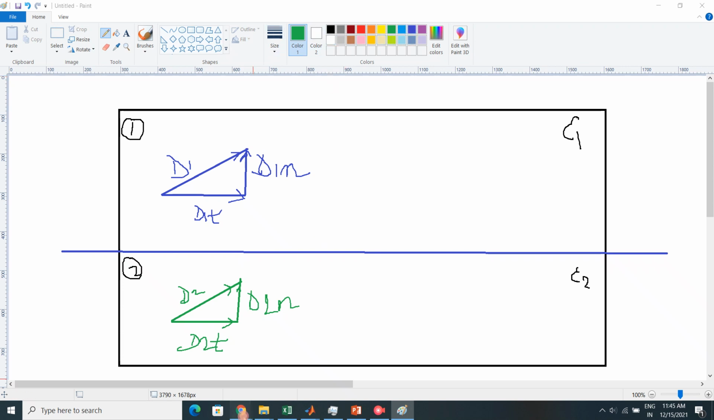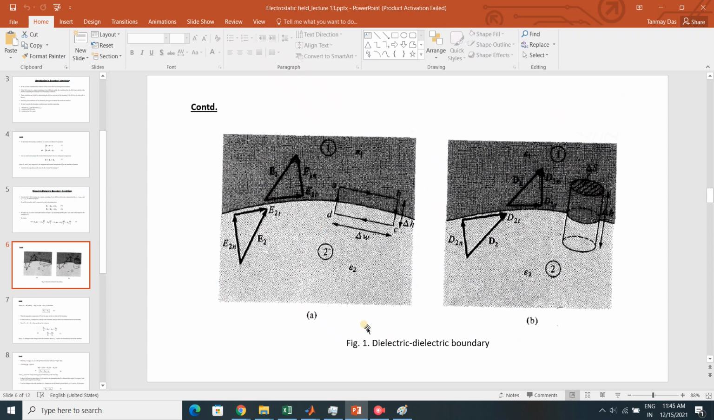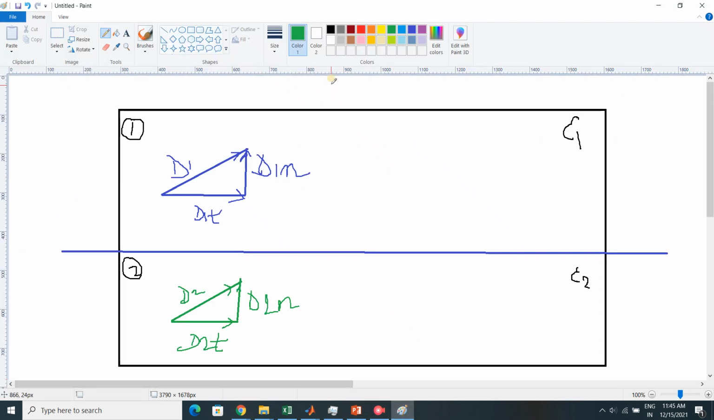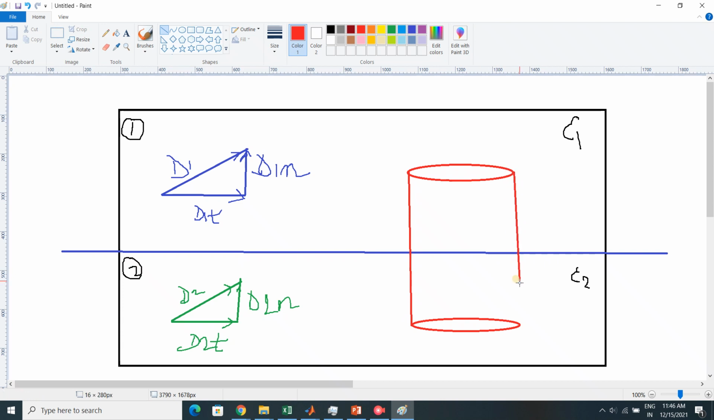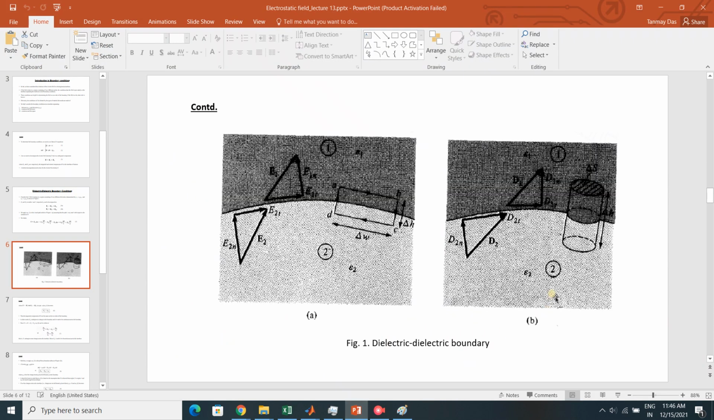Now we will consider a Gaussian surface, meaning the surface where we apply Gauss's law. First we draw a cylinder like this, placed with its center at the boundary. The upper portion is in medium number 1 and the lower portion is in medium number 2.